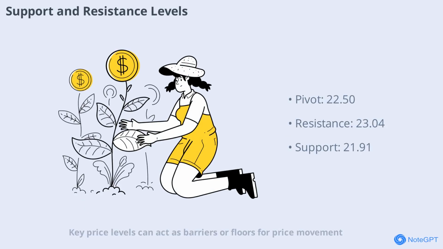Key price levels can act as barriers or floors for price movement. MVLL's current pivot point is 22.5, with resistance at 23.04 and support at 21.91. These levels are close to the current price, suggesting that a breakout in either direction could lead to a larger move. Traders often watch these levels closely for signs of a reversal or continuation.